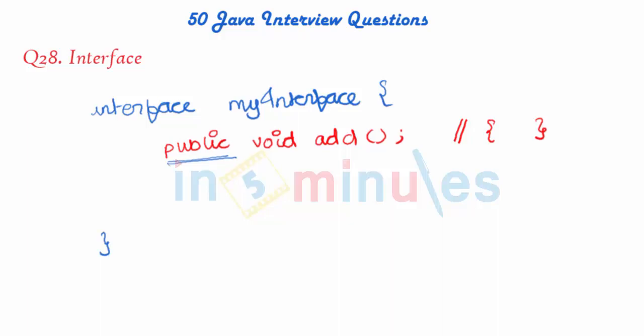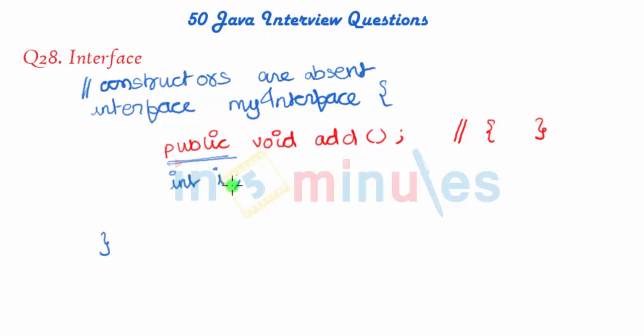Interfaces cannot have constructors. Keep that in mind. So let's just note it over here because we're going to be seeing that in a while. Constructors are absent. Now, what about the variables? If I have a variable, say int i, let me just try and compile this piece of code.